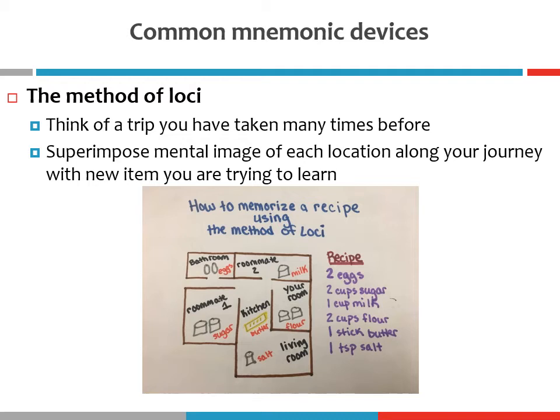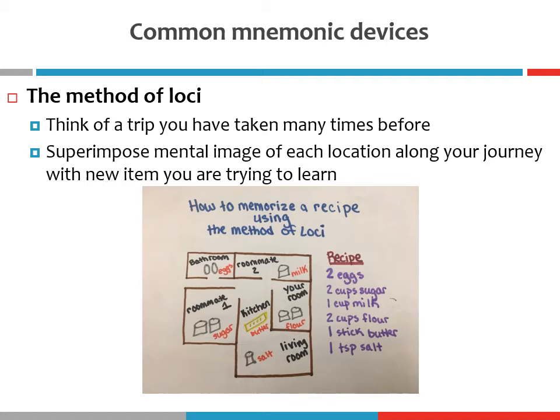And as you come to each of those locations, or as you conjure them up in your mind, you should take a mental snapshot or a mental image that superimposes the particular item you're trying to learn onto the image of that particular location. Okay? So I have an example of how that might work here. And this is really handy for remembering something. Kind of the classic example that's used is remembering a recipe or a list of grocery items.